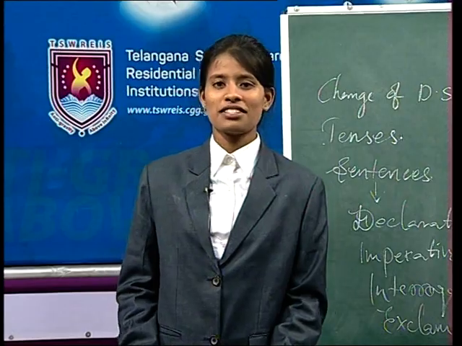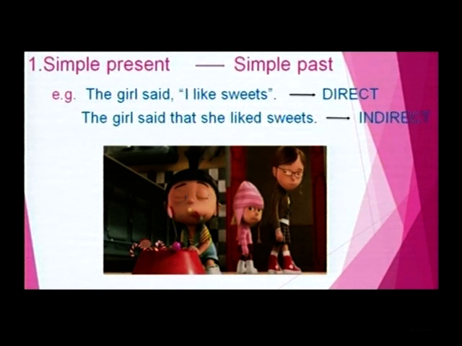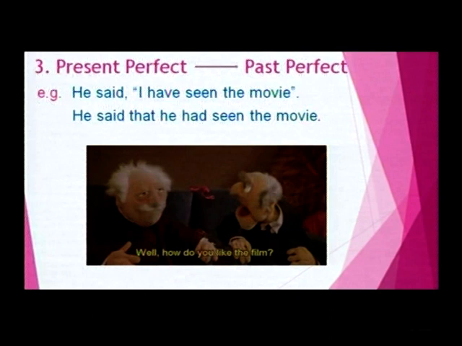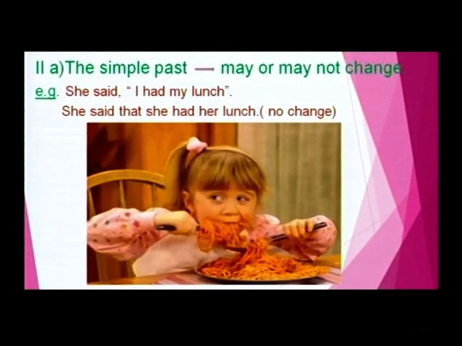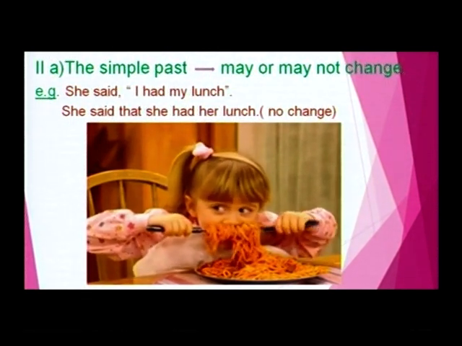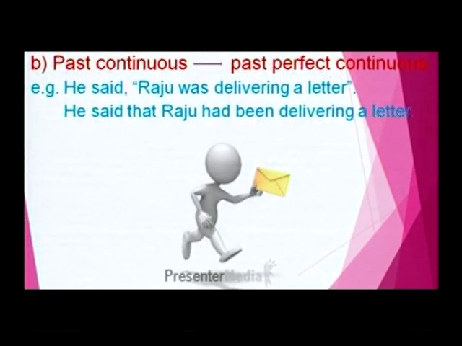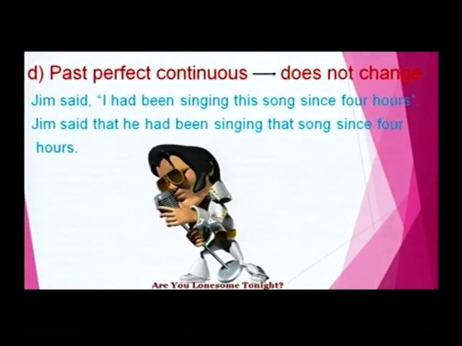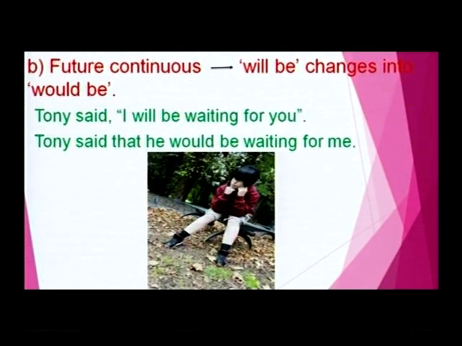And the next thing of the present tense is the present continuous, which will change into the past continuous. And before that, the simple present changes into simple past. And the present perfect will change into the past perfect. And present perfect continuous will change into the past perfect continuous. Then in past tense, the simple past may or may not change. If there is a change, it changes to the past perfect. And past continuous will change to the past perfect continuous. And past perfect does not change. And past perfect continuous does not change. Future simple will change to would. And will be changes to would be.